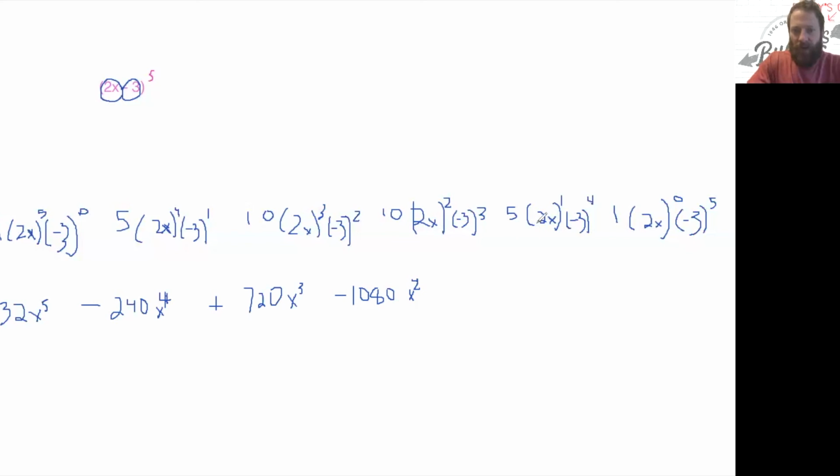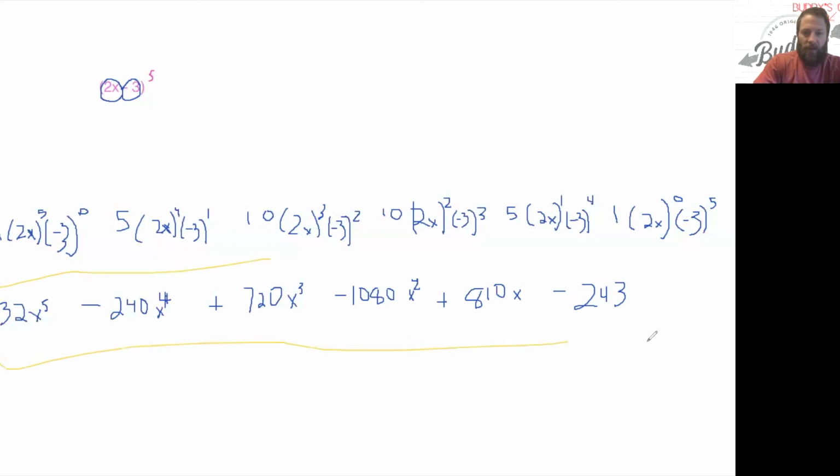All right, 5 times 2 to the 1st, that's 5 times 2, that's 10. 10 times 81 would be 810. Check your calculator if you're not sure. That's positive, and we just have an x on that one. And the last term here is 1 times, again, this whole term is just 1, right? 2x to the 0 is just 1. So 1 times 1 times negative 3 to the 5th, negative 243. There's my last term, which is a negative, and there's no x's on that one.